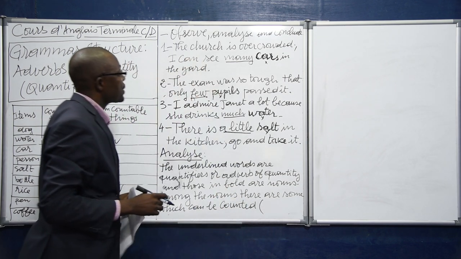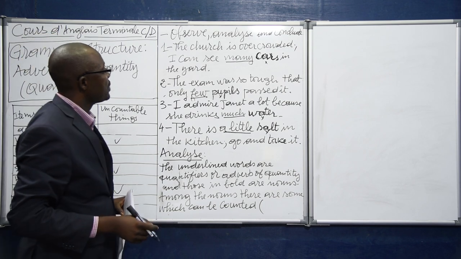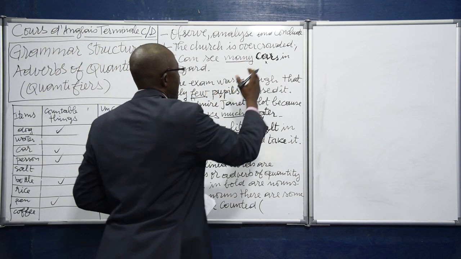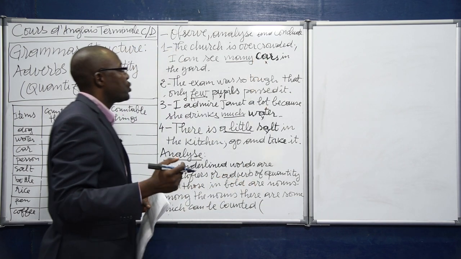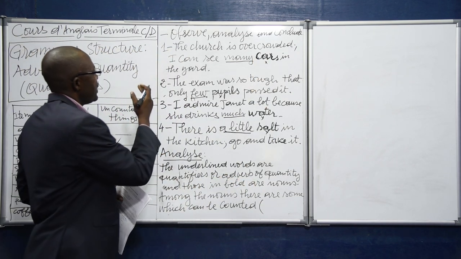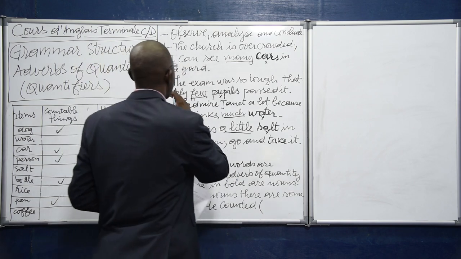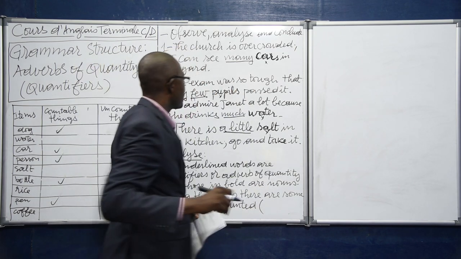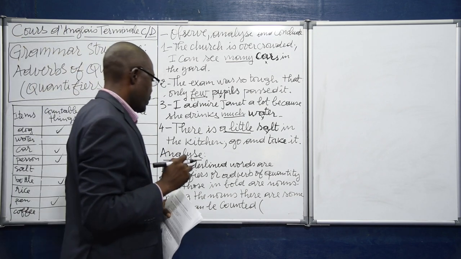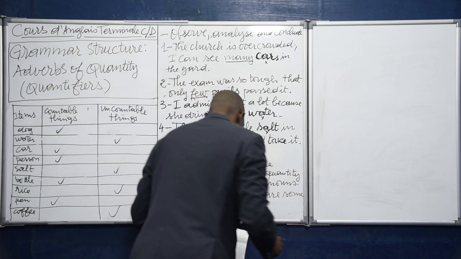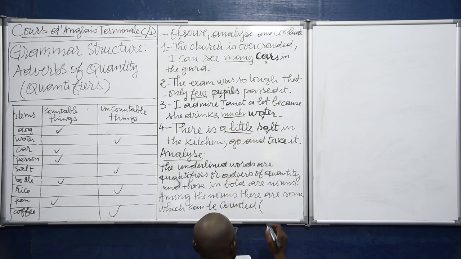From this exercise, what can be counted? Let's see. Can we count cars? Yes, we have cars. We can say 1, 2, 3 cars. In example 2, we have pupils. 1 pupil, 2 pupils, 3 pupils. We can count them. So, let's write them. So we have cars and pupils.